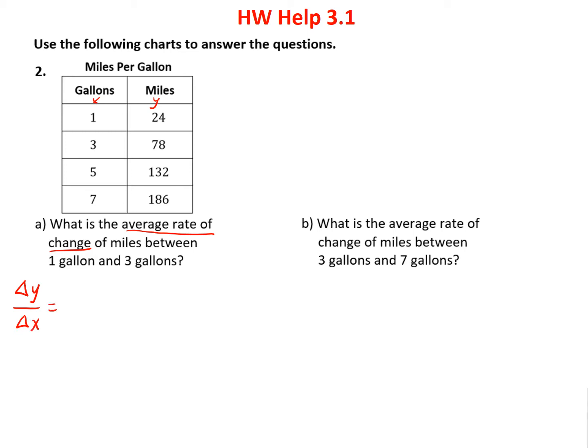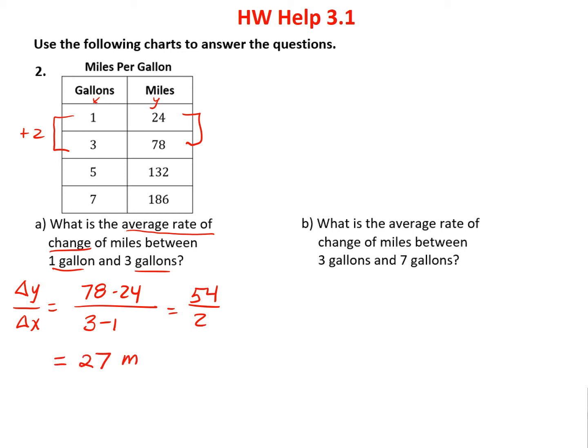As we look at the first one between 1 gallon and 3 gallons, we're going from 1 to 3. How much does that change? It's plus 2, or 3 minus 1 equals 2. And then the change in Y here is 78 minus 24. So 8 minus 4 is 4, and 7 minus 2 is 5, so that is 54, and if we simplify that, it is 27. The change is 27 miles per gallon. That's the average rate of change between 1 gallon and 3 gallons.